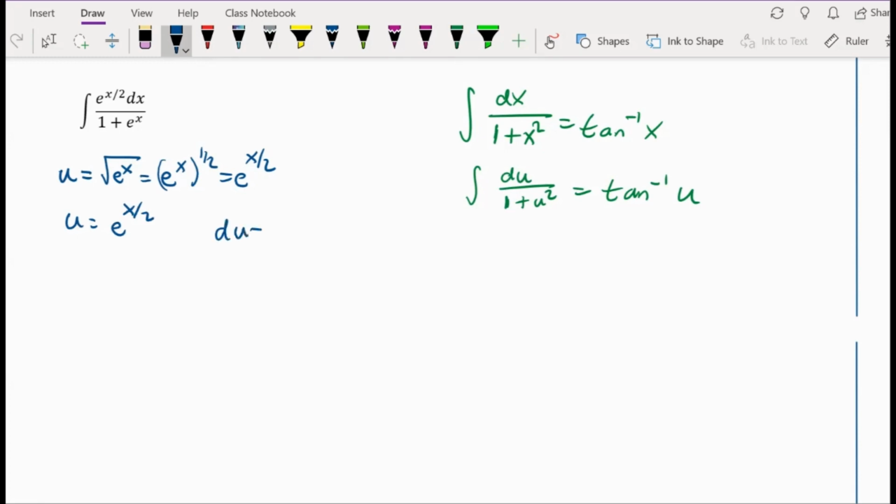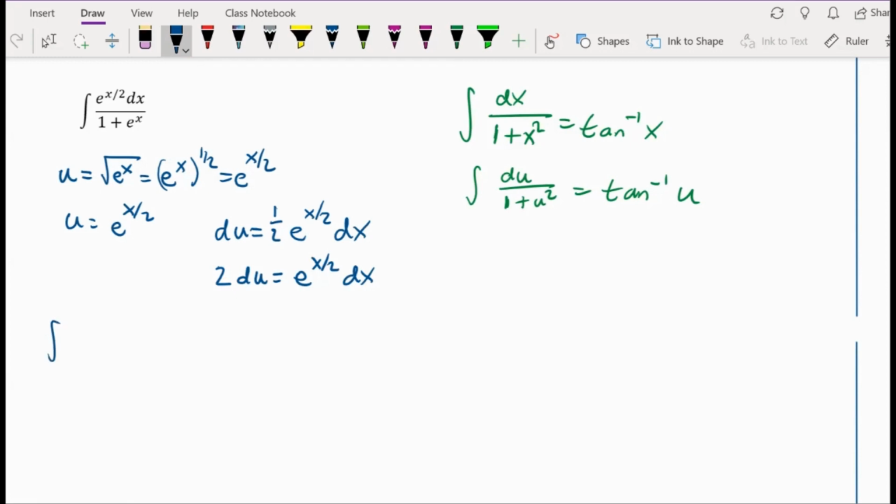And that gives us du is equal to e to the x over 2, but by the chain rule I have to multiply by 1/2 because the derivative of x over 2 is 1/2. So there's our expression for du. And multiplying both sides by 2, I get 2 du equals e to the x over 2 dx. Now I see the expression on the top that I have to replace. So let's write it again.